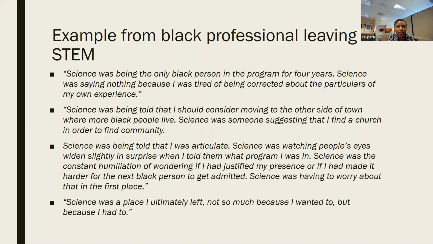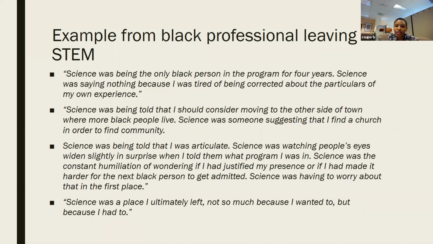And this is an example from a Black professional leaving STEM. Okay, and so when we look at this, we see that a student, or a professional, actually, he was a student, talks about the issues that he faced. He talks about being the only Black person for 4 years. He talks about how he has to move to the other side of town where more Black people live to find community, right? He can't find it in his job or his school. And then at the end, he talks about how he was told he was articulate. We'll cover that a little bit. And then he finally says at the end that science was a place I ultimately left, not so much because I wanted to, but because I had to.